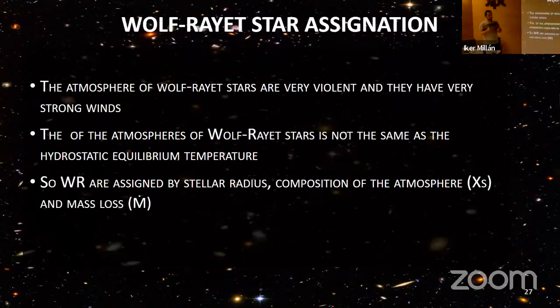The thing with Wolf-Rayet is that it's not easy, because the temperature of the atmosphere of the Wolf-Rayet is not the same as the temperature that is usually in the isochrones. So they are assigned by the radius at a given optical depth, the composition of the atmosphere to check which kind of Wolf-Rayet it is, and the mass loss rate.